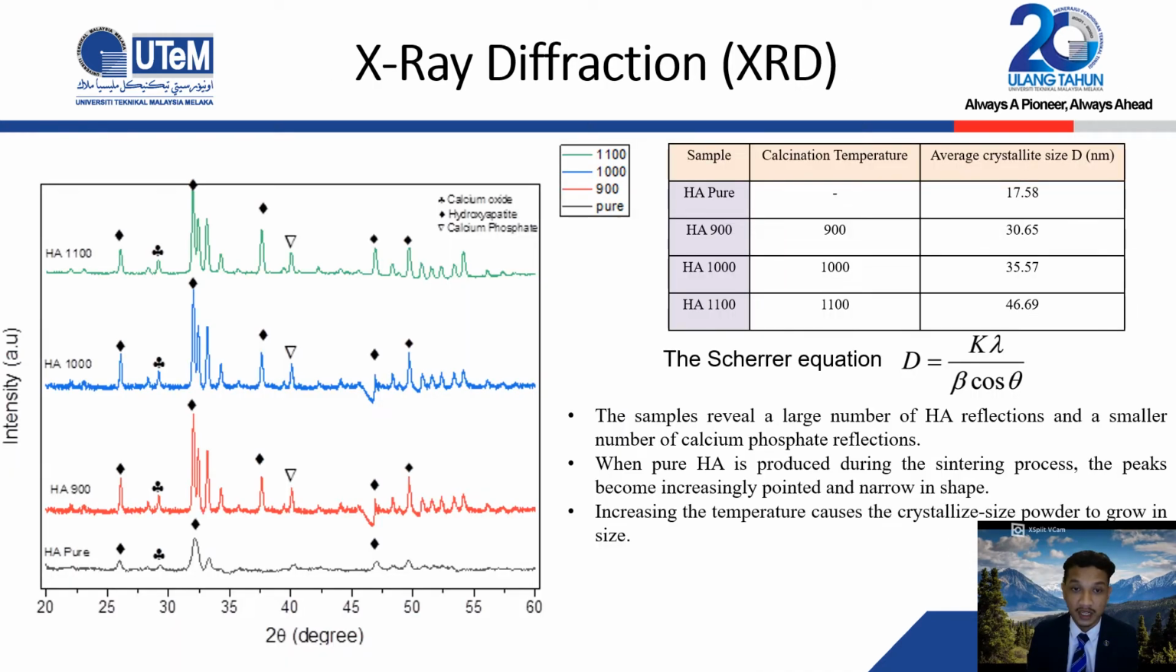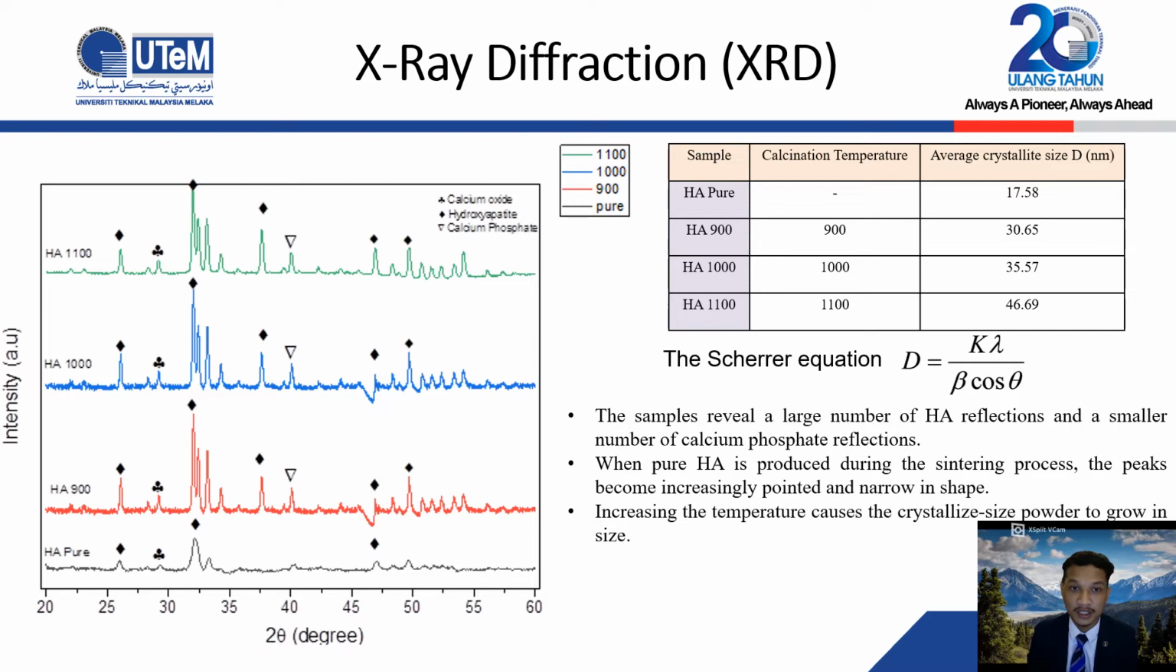Next, we move to XRD analysis. The figure above illustrates the XRD pattern of HA produced at different temperatures. The HA produced at 900 degrees Celsius heat treatment shows broader peaks compared to 1000 and 1100 degrees Celsius, where the peaks indicate that the sample has less crystallinity. Besides, there are calcium phosphide peaks that appeared on the XRD pattern of HA at 900 degrees Celsius.